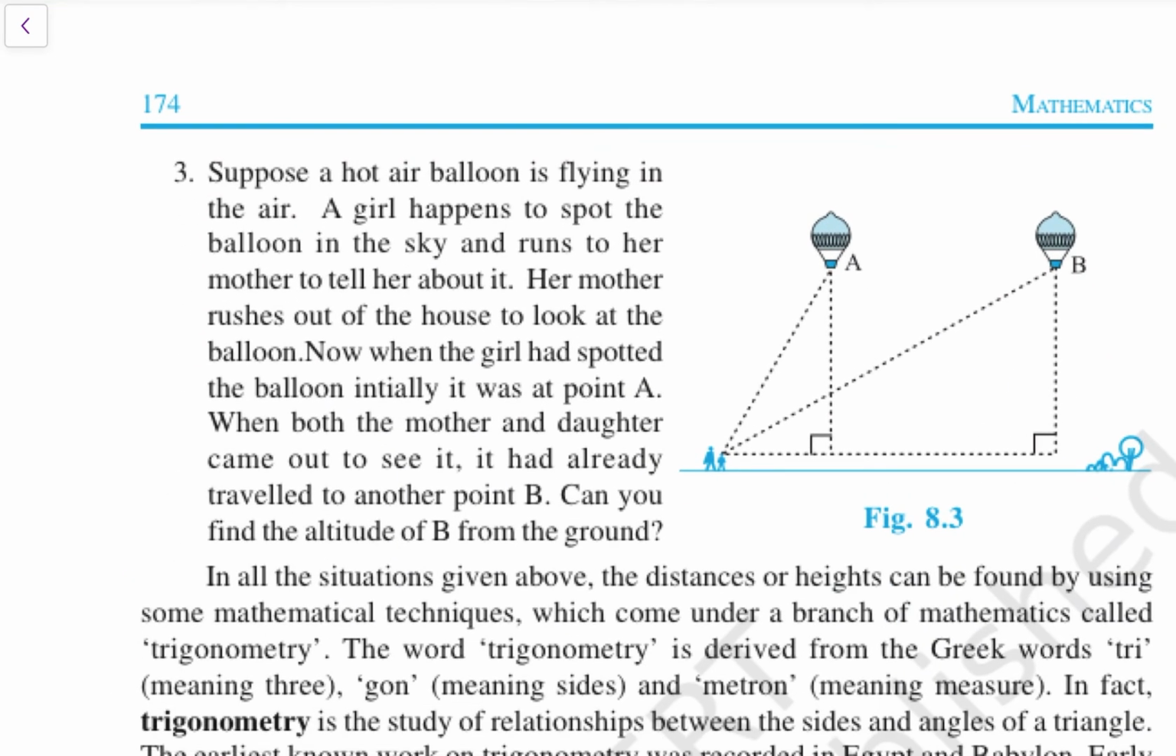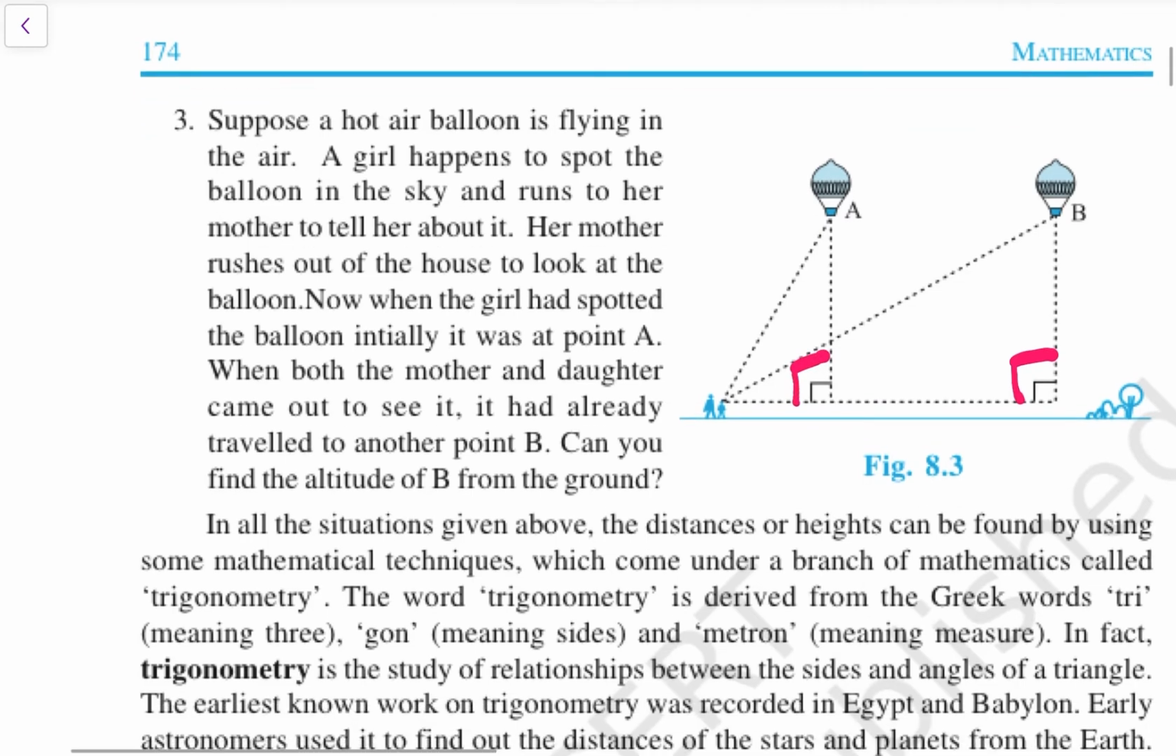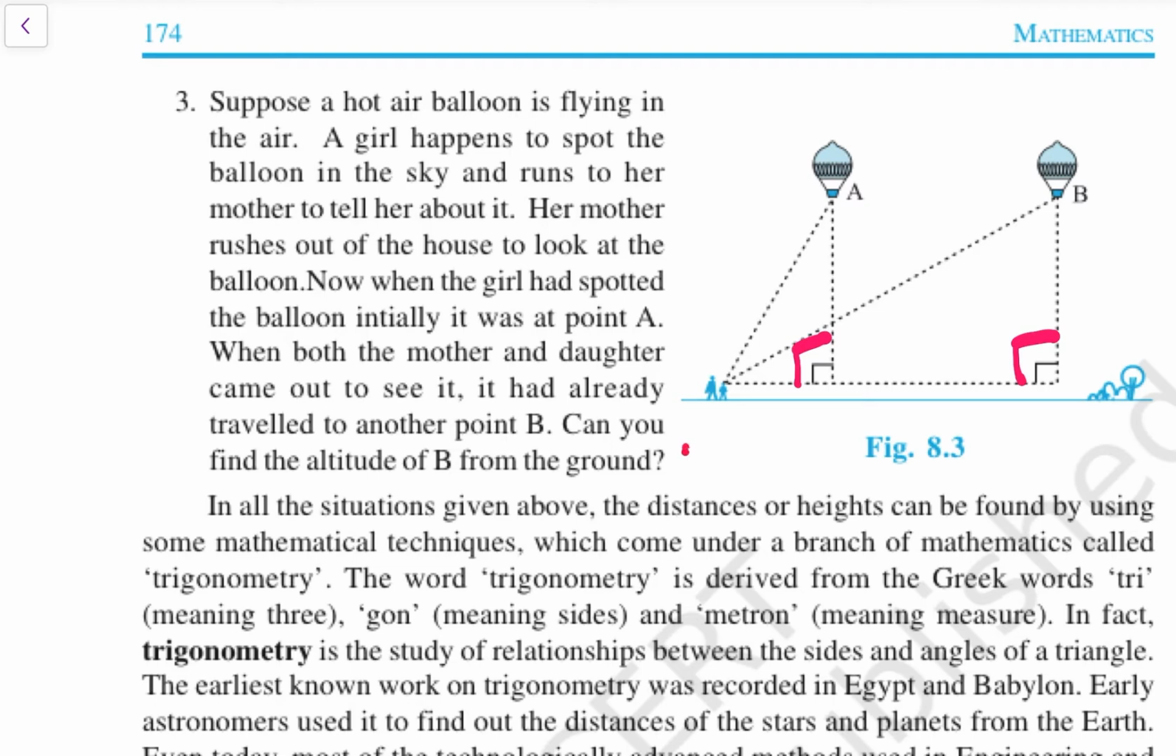Third example is suppose a hot air balloon is flying in the air. A girl happens to spot the balloon in the sky and runs to her mother to tell her about it. Her mother rushes out of the house to look at the balloon. Now, when the girl had spotted the balloon initially, it was at point A. When both the mother and daughter came out to see it, it had already travelled to another point B. Can you find the altitude of B from the ground? Sure, because there are two right angle triangles formed here. Comparing the values, you can easily find out the distance and the height of the balloon.